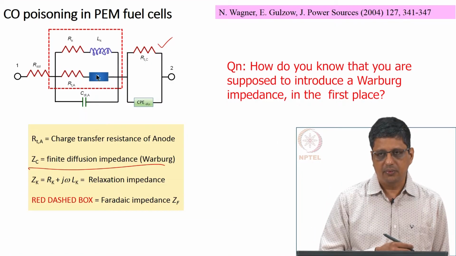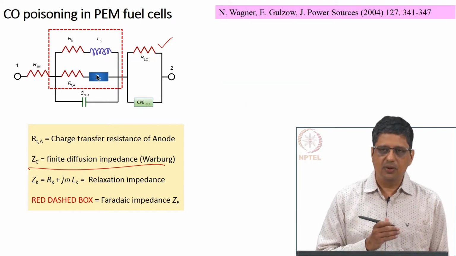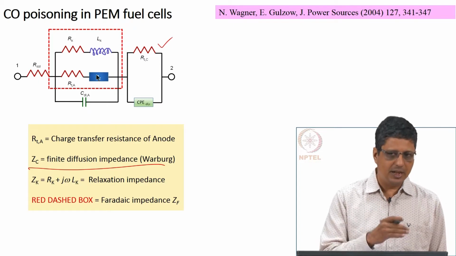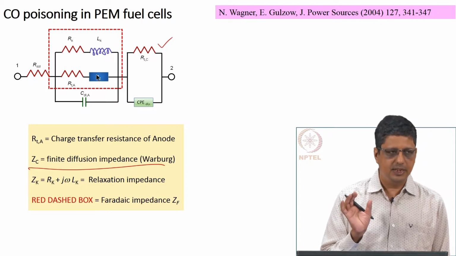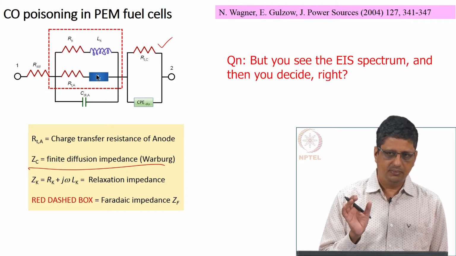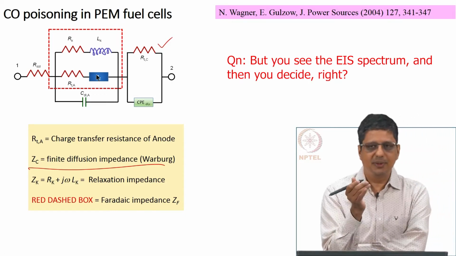How do you know you are supposed to introduce a Warburg element in this case? Basically, if you say that the mass transfer effect is playing a role, you can't just introduce a Warburg element, that is my argument here, but you have to account for mass transfer by some means. But you see the EI spectrum and then you decide. So, EI spectrum is one.